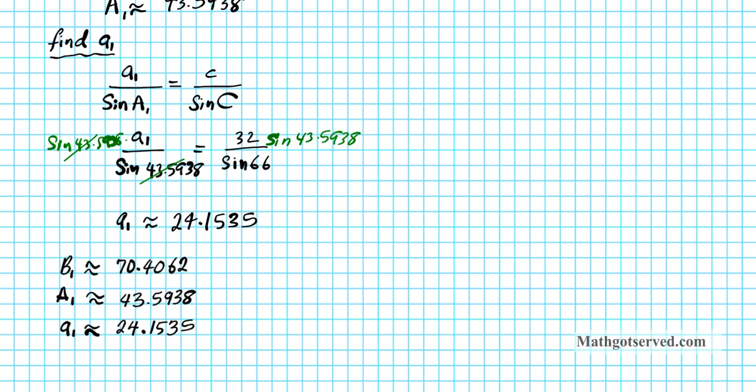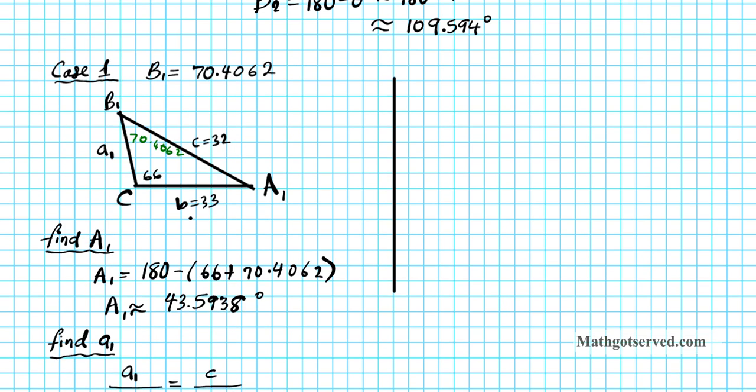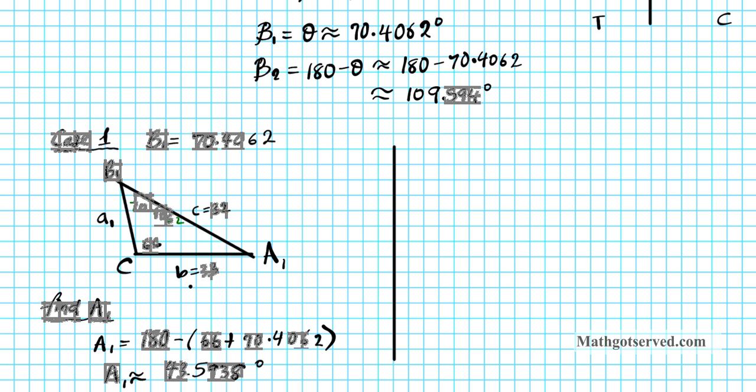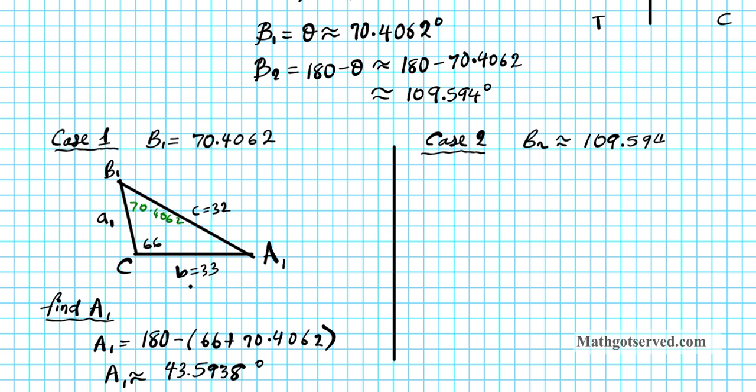All right, now let's shift our attention to the second triangle, case 2. So for case 2, we have big B2 is approximately 109.594. Okay, so let's sketch the triangular situation there. So it's going to look something like this. Like that. And like that.